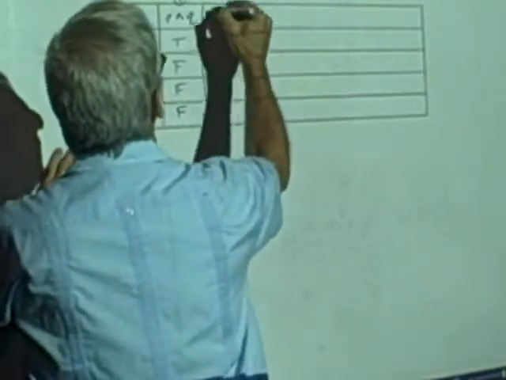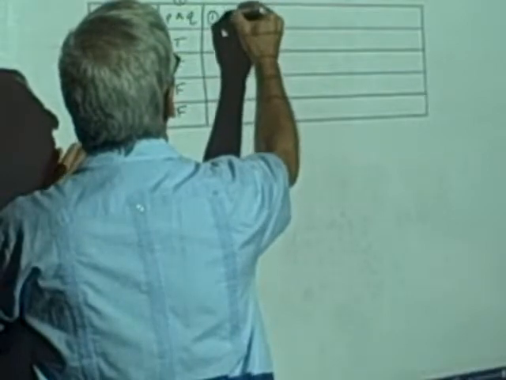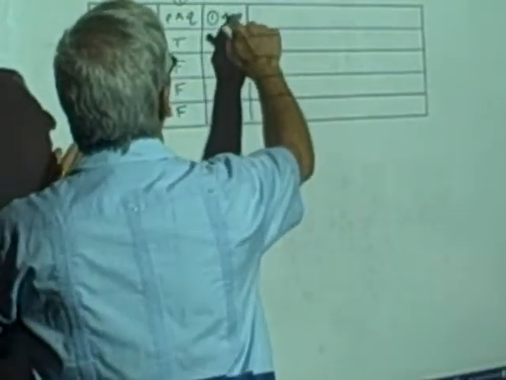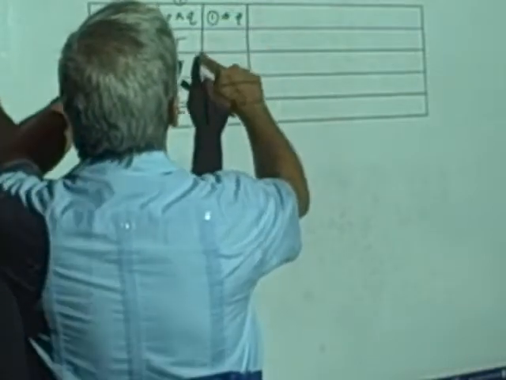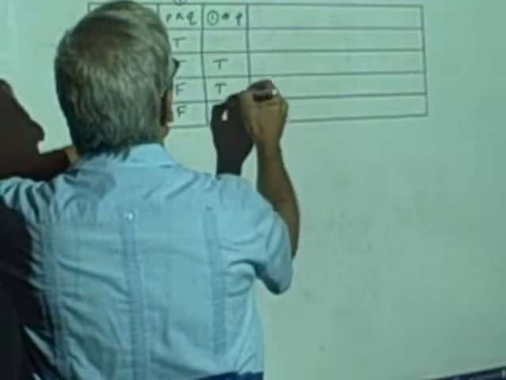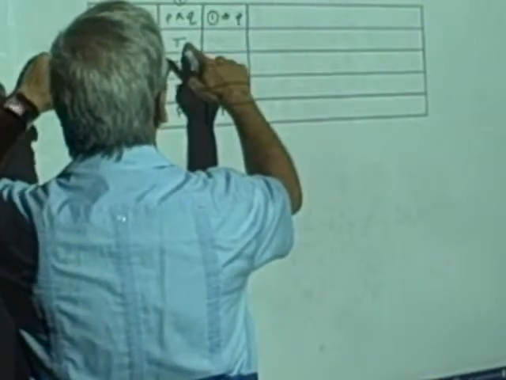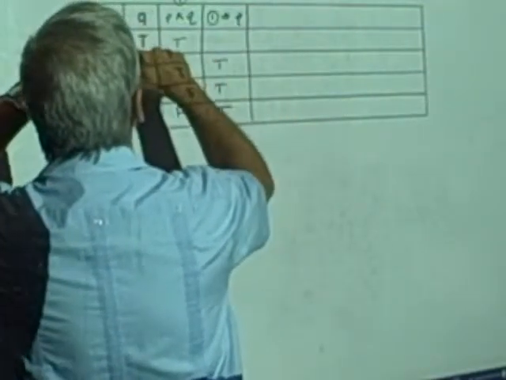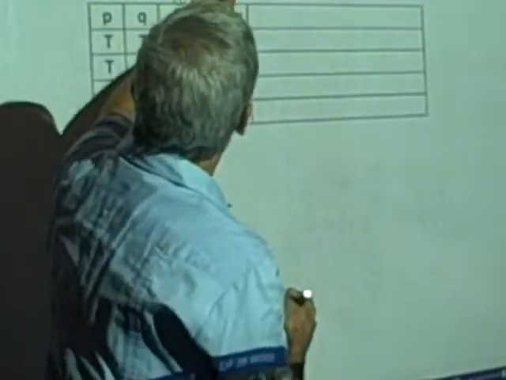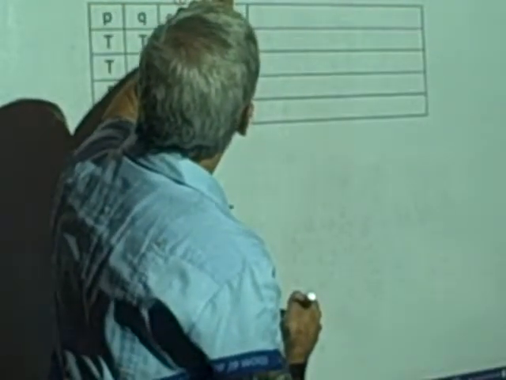Now, I want to look at where this implies P. I'm going to call that column 1. Where does 1 imply P? Remember, if the antecedent is false, the implication is automatically true. In what's left, the antecedent is true. Is the consequent true? Yes. So this is a tautology right here. This one's always true.